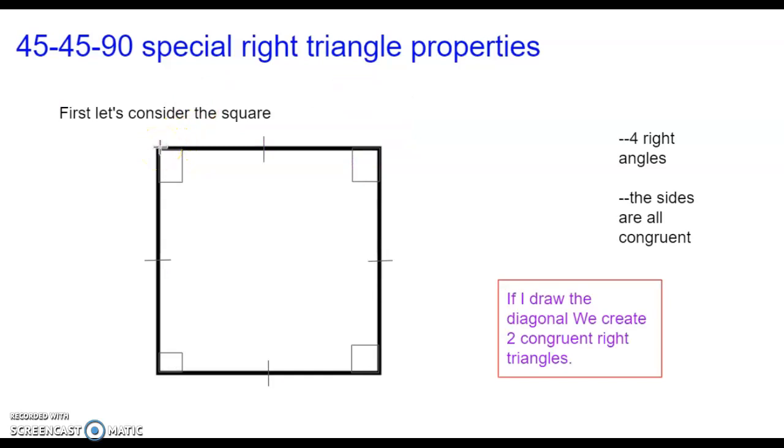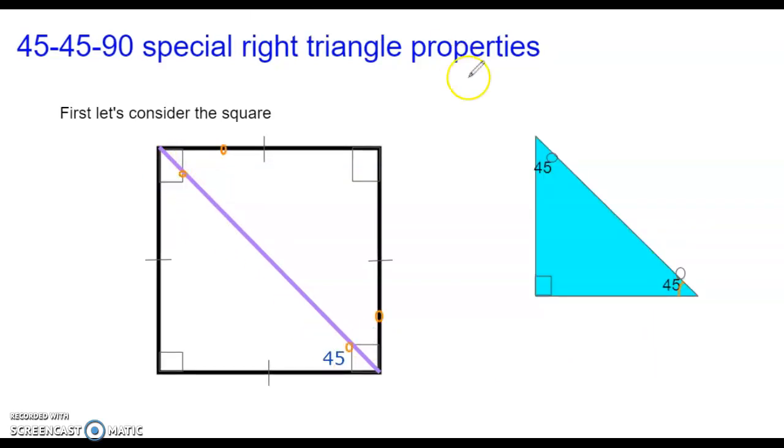So I'm going to take the square and draw the diagonal across. And notice I made two congruent triangles. When I drew the diagonal, these angles were split in half, so 90 divided by 2 is 45, so each angle is 45 degrees. Okay, so I drew this right triangle here. This is a 45, 45, 90 special right triangle.